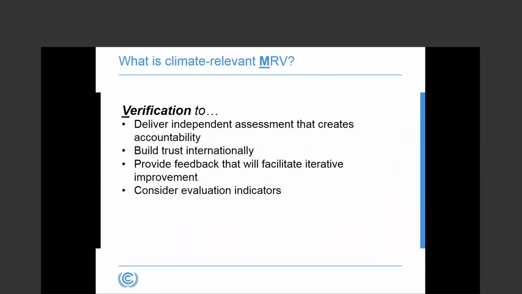The verification process aims to ensure that the data and information that you got during the measurement and monitoring process are credible, reliable, and robust. It usually includes independent assessments and evaluations that create accountability, provide feedback, and ultimately facilitate improvement. Some examples of verification are independent reports based on parallel sets of data, verifying calculations by using different models and methods, and parallel and independent evaluations.